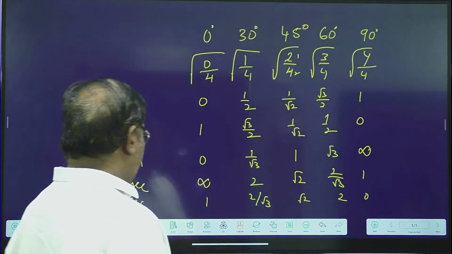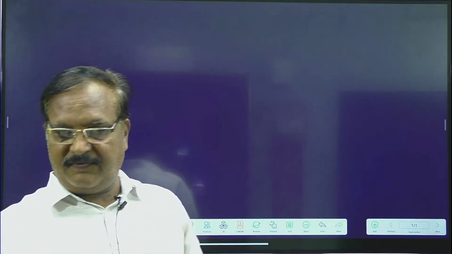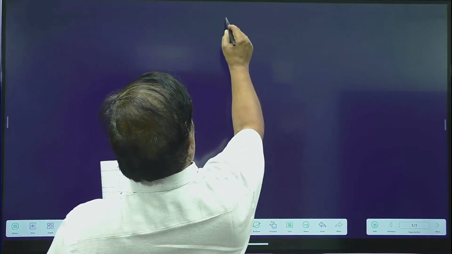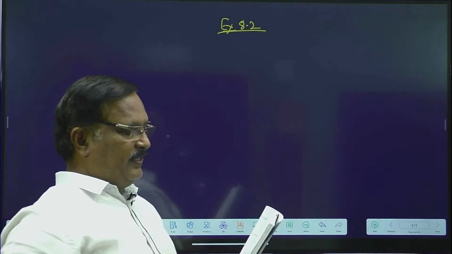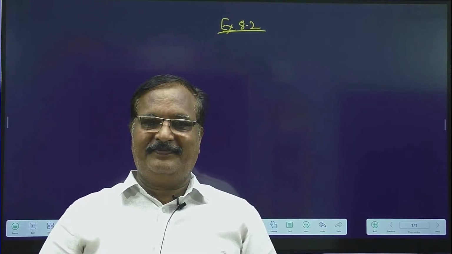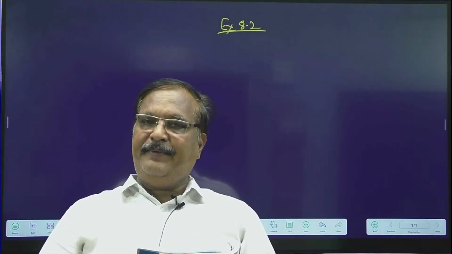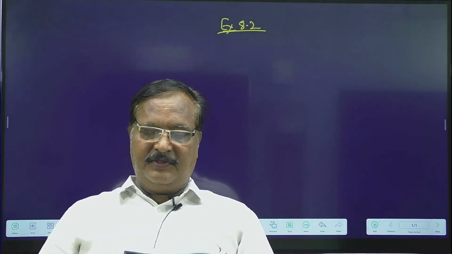Now let me go to the questions of the chapter. 8.2 exercise. I have the NCERT textbook. In exercise 8.2, the first question says evaluate the following. That means you have to solve it and find the values. There are 5 bits and you have to do all of them.